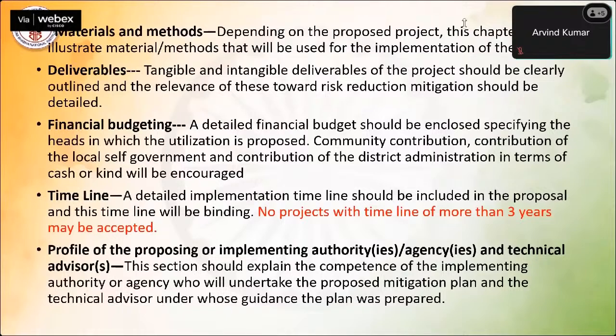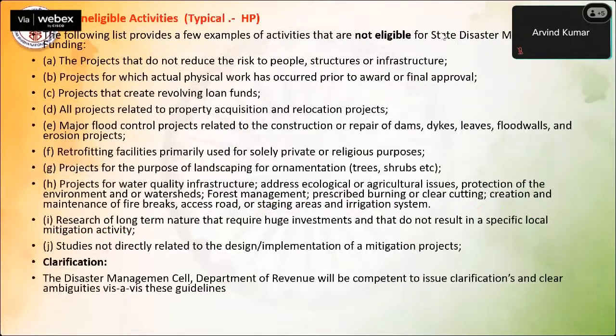Then, a very important thing is that the project timeline is always a maximum of 3 years or less. More than 3 years is not taken under these mitigation projects. Okay. Now, this is a typical case of one state we have taken.